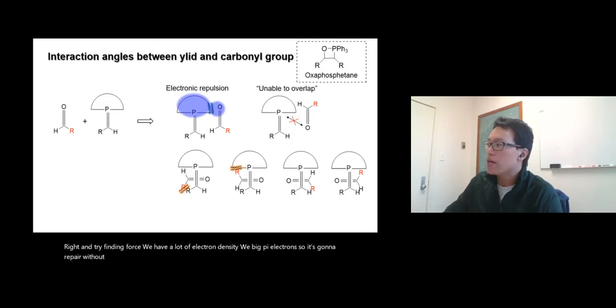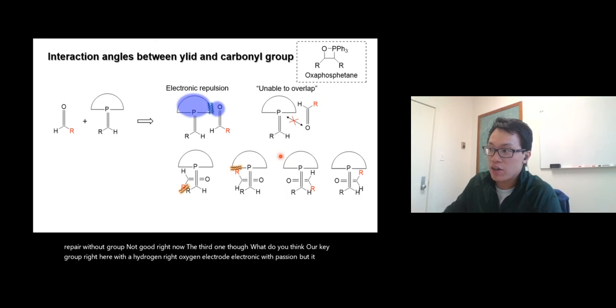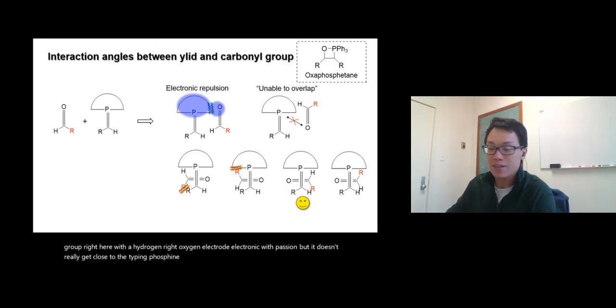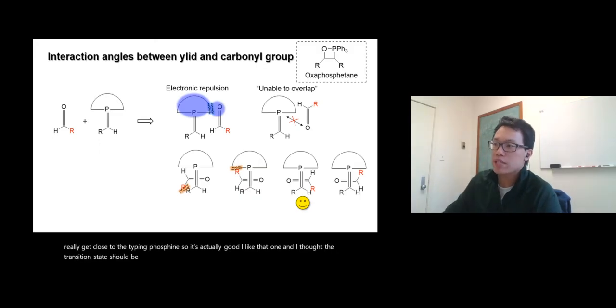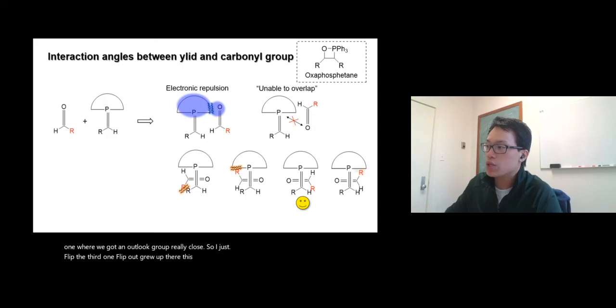Not good, all right? Now, the third one though, what do you think? An alkyl group right here with a hydrogen, right? Oxygen, electronic repulsion, but it doesn't really get close to the triphenylphosphine, so it's actually good. I like that one. So the transition state should be somewhat stable, or more stable than the previous two. And the last one, where we got an alkyl group really close, I just flipped the third one, flipped the alkyl group up. This alkyl group is too close to the triphenylphosphine group, so no.